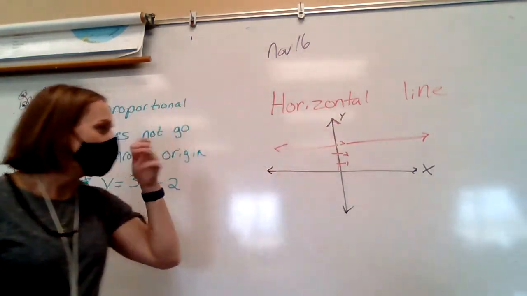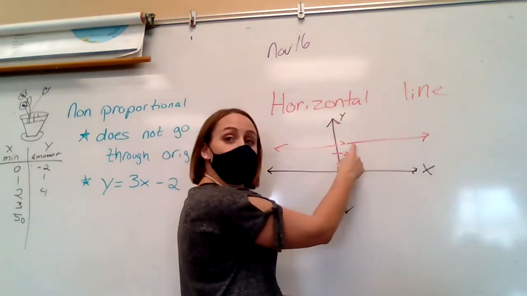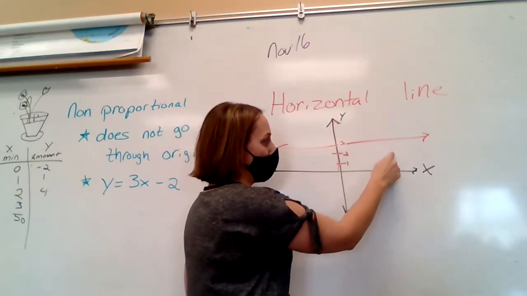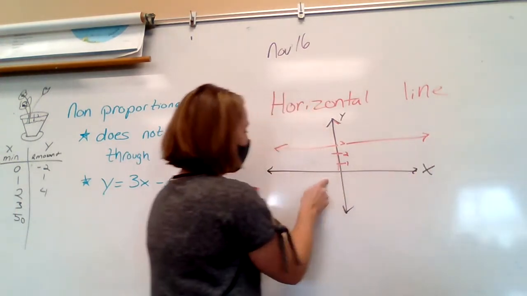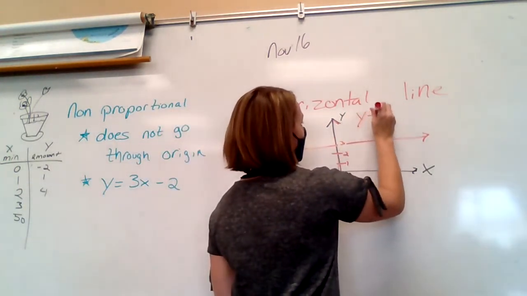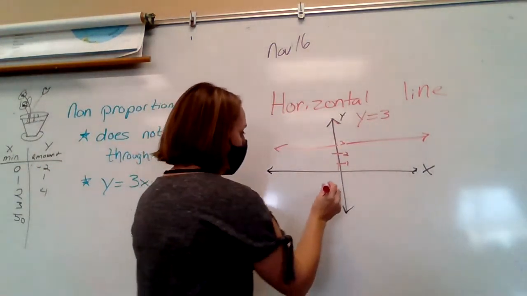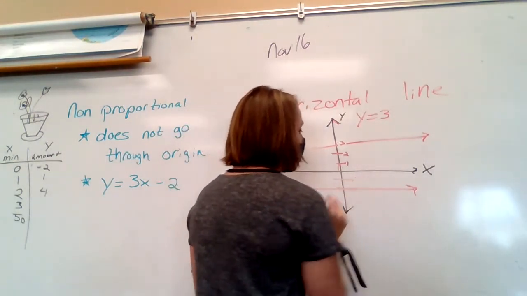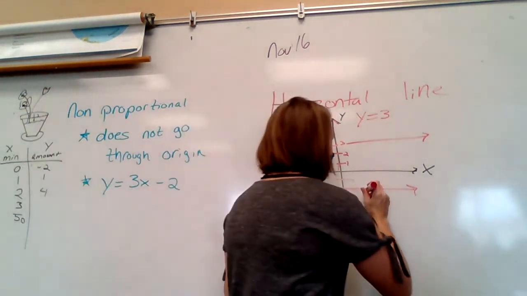Horizontal line. This says that if x is 1, y is 3. If x is 5, y is 3. If x is 27, y is 3. If x is -4, y is 3. So it doesn't matter what x is, y equals 3. Does that make sense? What would the equation of this line be? It would be y equals -2. Y equals -2. I want you to write this down.